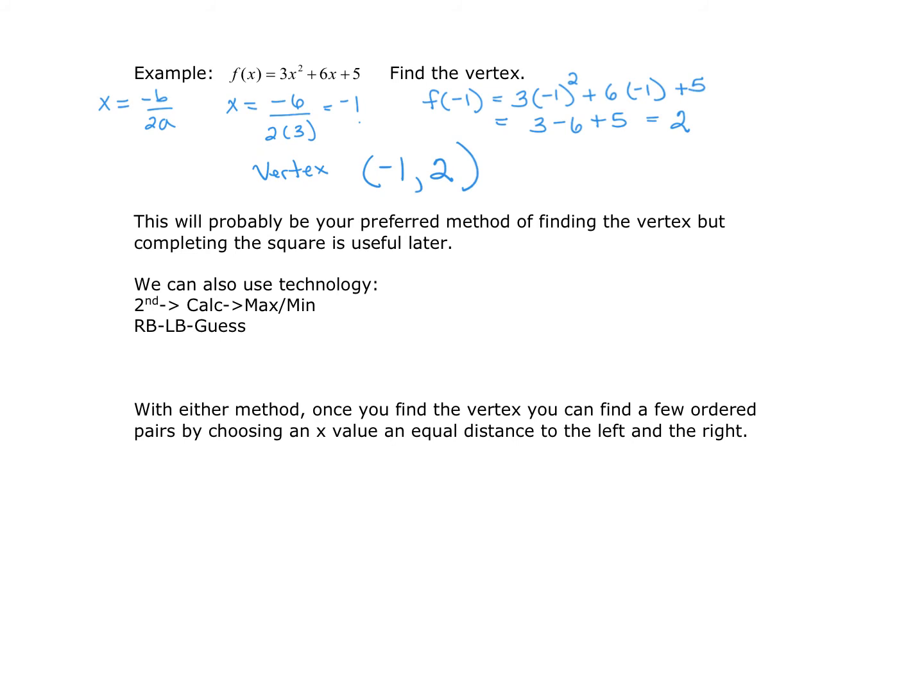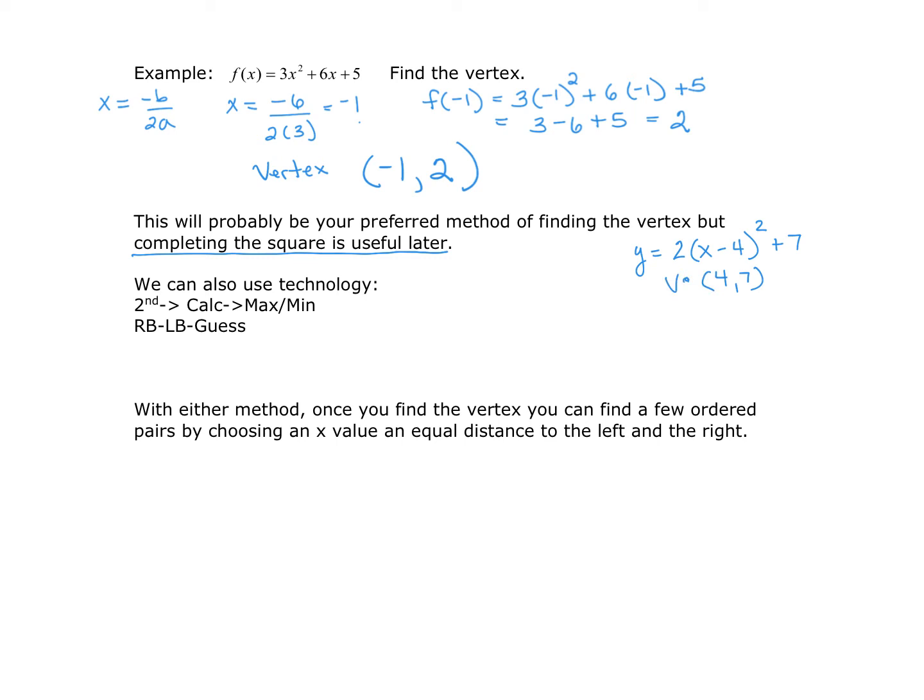So this will probably be your preferred method for finding the vertex, but completing the square is useful later when we talk about conic sections. And also, if it's already given in that form, we can recognize what our vertex is. So in this particular case, our vertex would be (4, 7).